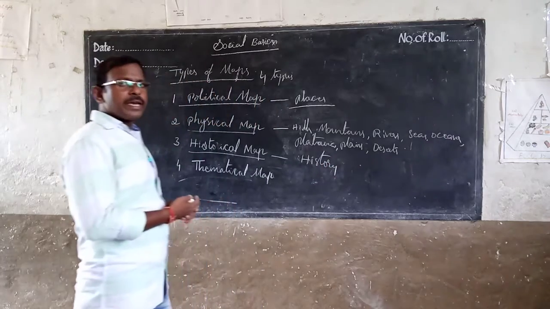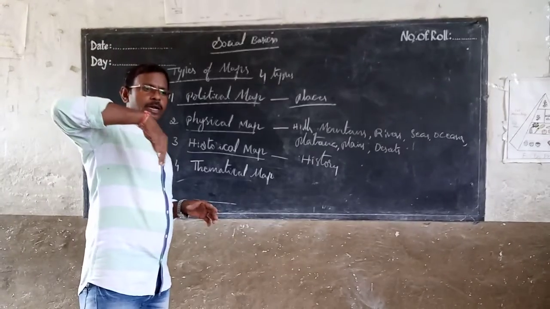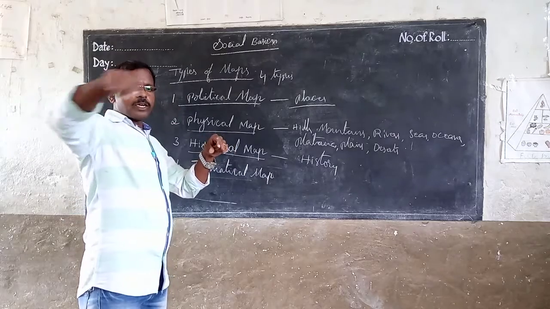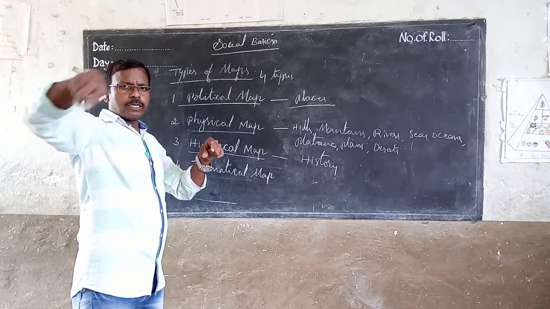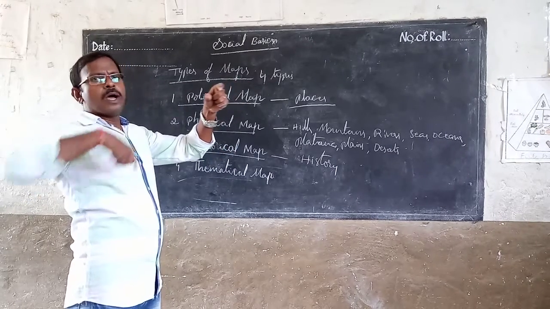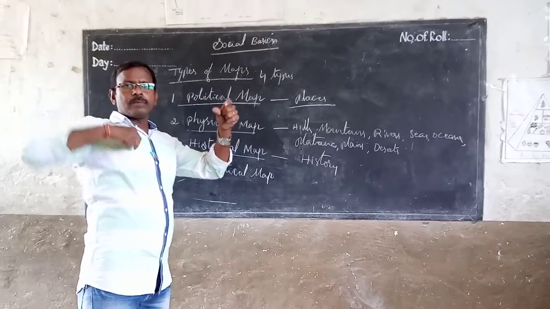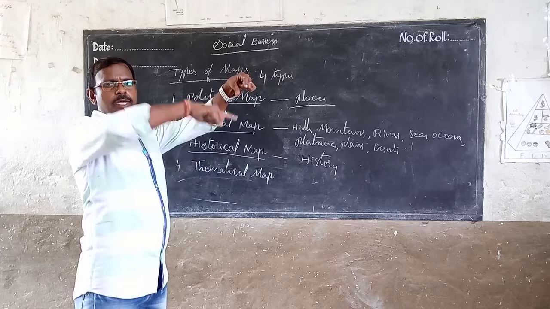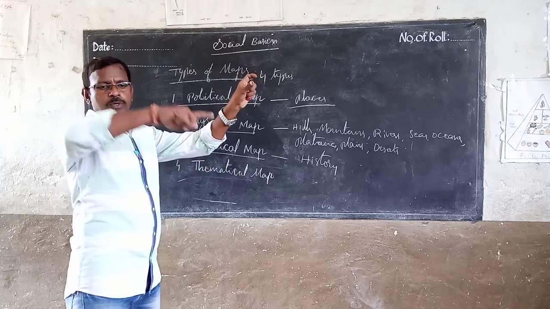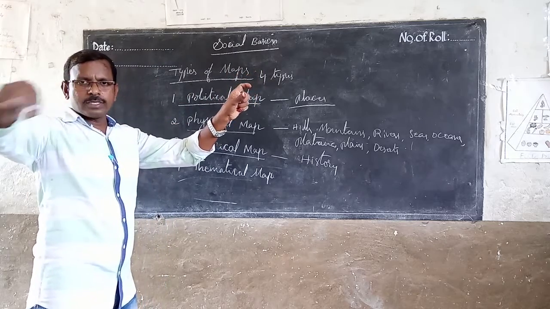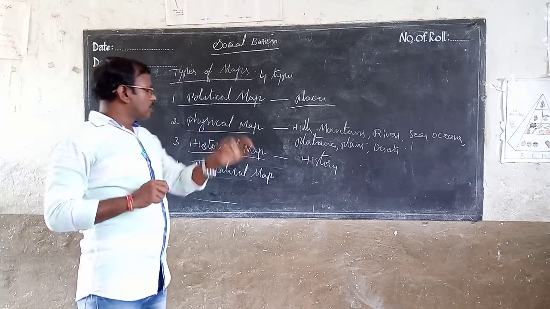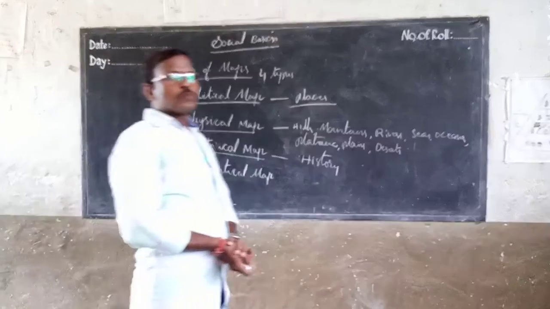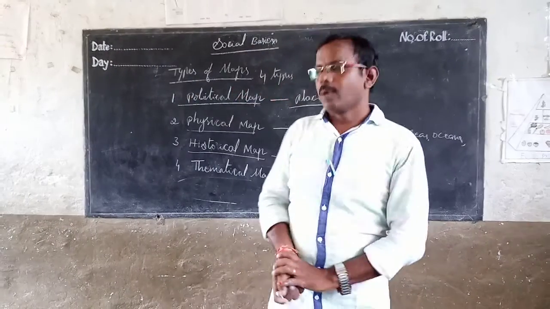Land portions, up to where that land was occupied. Up to where Akbar's land was, in the India map they will show Akbar's ruling area in a different color. The total Mughal area, the Ashoka Empire, up to where it was, they will show in one different color. Such maps will be there. Those maps are called historical maps.